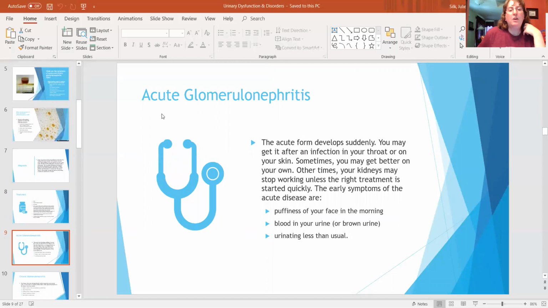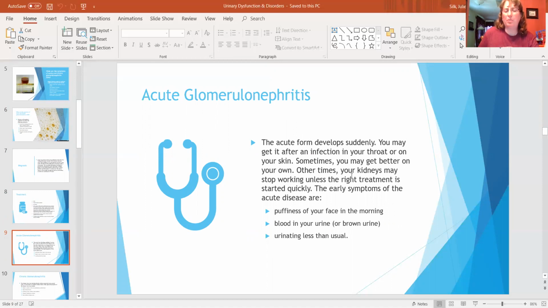So when we talk about acute glomerulonephritis, this develops suddenly. So you can get it after an infection. So I want you, when you're thinking about this, to really think like about strep. So maybe you just had an episode of strep a couple of weeks ago, maybe like 2 weeks ago, and now you start getting these symptoms. So this can develop after that type of infection.